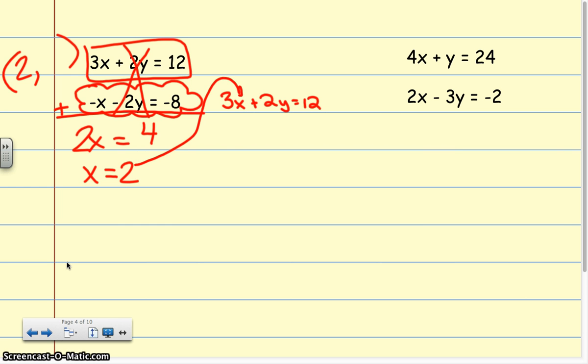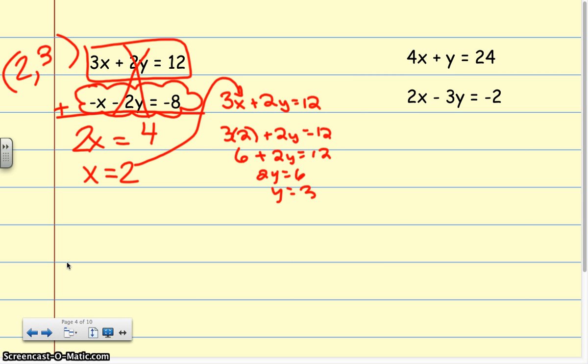X is 2, so 3 times 2 plus 2y is 12. 6 plus 2y is 12. 2y is 6. Y is 3.